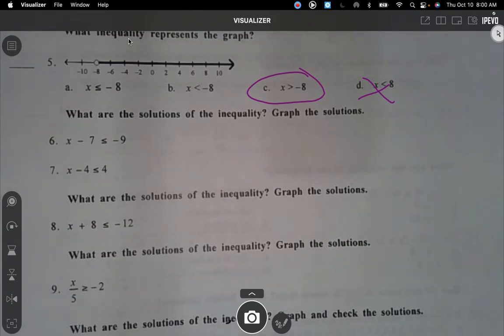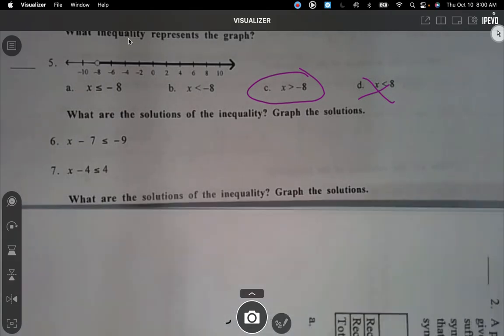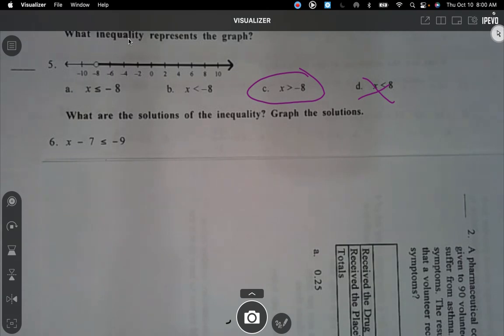Now, number 6, okay? What do you do on number 6? Any ideas? I'm going to cover this up. Just ignore that other stuff, just so I can voice over. We're going to add 7. So I would get x is less than or equal to -2. What else does it say? It says, what are the solutions? Solve it. I solved it. What else does it say? Graph it. So half your points is solving, half your points is graphing.